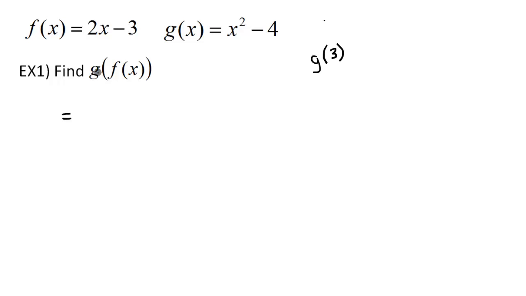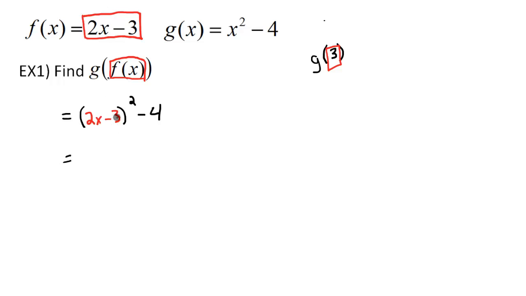So we're going to start with g. That's the function that we're going to use, x squared minus 4, and then we're going to plug in f of x. That's going to be our input, just like our 3 is our input. So f of x is 2x minus 3. That's what I'm going to plug in right there. And then we simplify it.